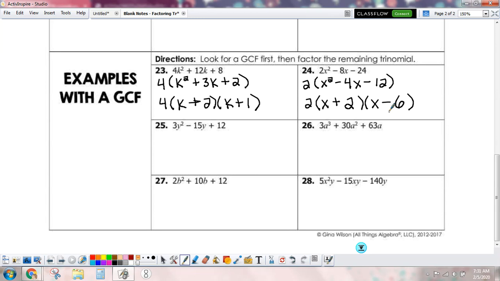All right, so you're going to try the next few. I am going to show you real fast 26, though. Make sure when you're factoring that you're not forgetting to factor out that variable. So since these all have a common term of a, and they are all multiples of 3, I'm going to pull 3a out of all of them. And then I'm left with a squared plus 10a plus 21. And then you can factor it from here.